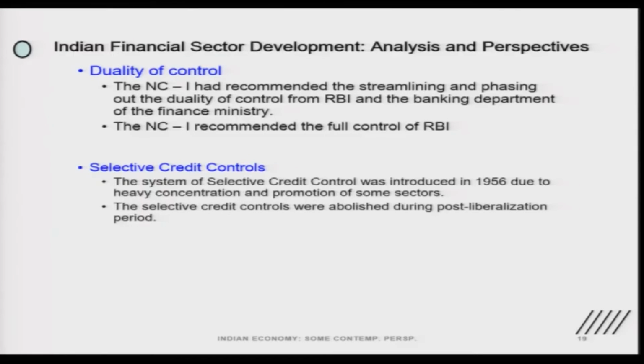So this was introduced in 1956 when we had gone for the second 5-year plan, the Mahalanobis model, and at that time we had gone for promotion of the heavy industries and also the promotion of some sectors, right. In a phase-wise manner, this selective credit control was phased out, and this was also recommended by the Narasimhan committee.